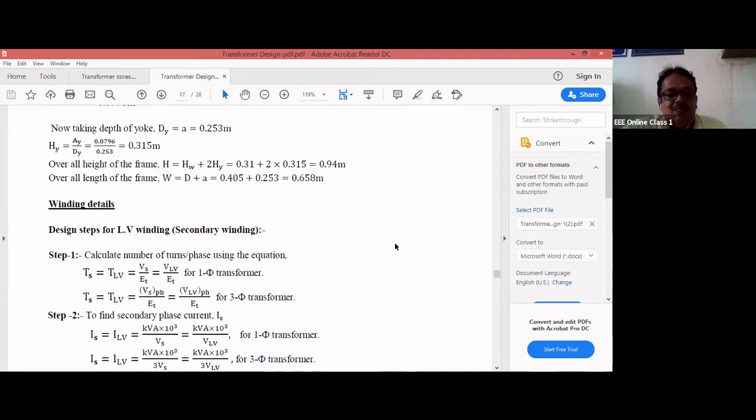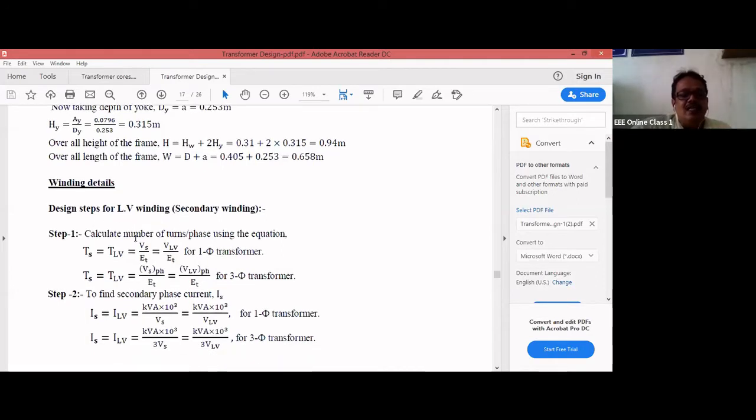Voltage will be stepped down from the higher value to the lower value. Now, winding details. First, the design steps of LV winding. Calculate the number of turns per phase using the equation.